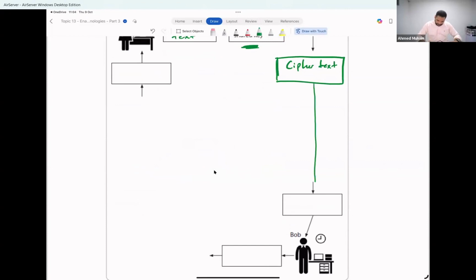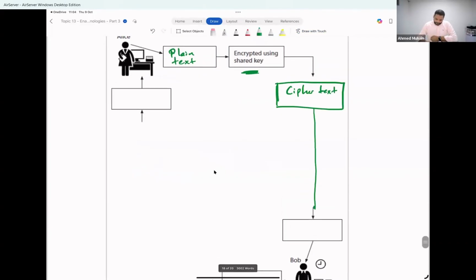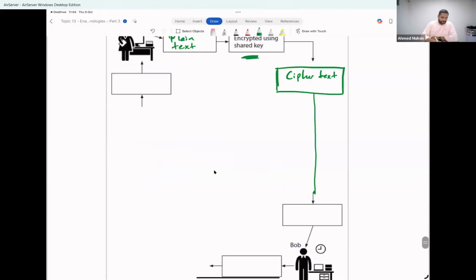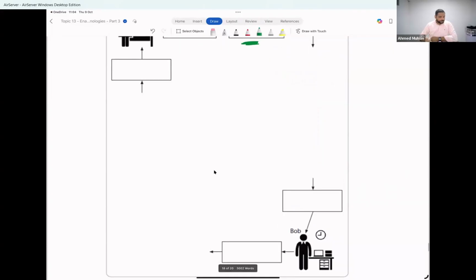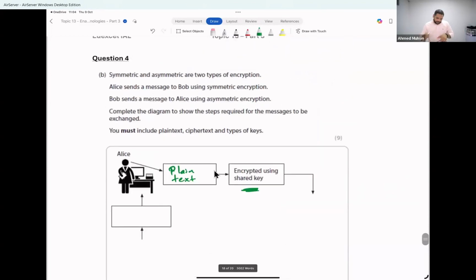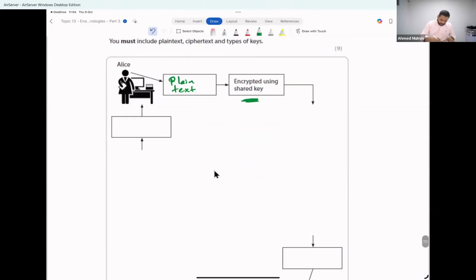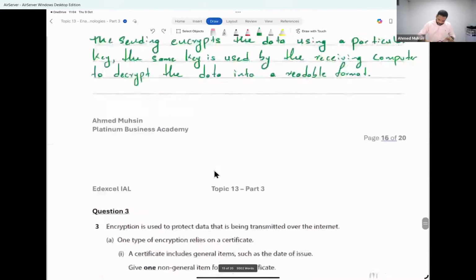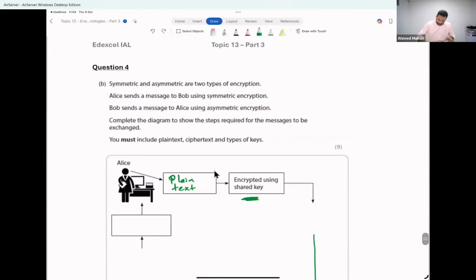Now when it comes to Bob, guys, girls, what's going to happen over here? Oh, I should have just put ciphertext over there, no? Bob receives ciphertext, isn't it? Ciphertext, then Bob decrypts it. And then what is Bob doing after that? After he's using asymmetric. No, okay, my bad. Should be plain text here, sir.